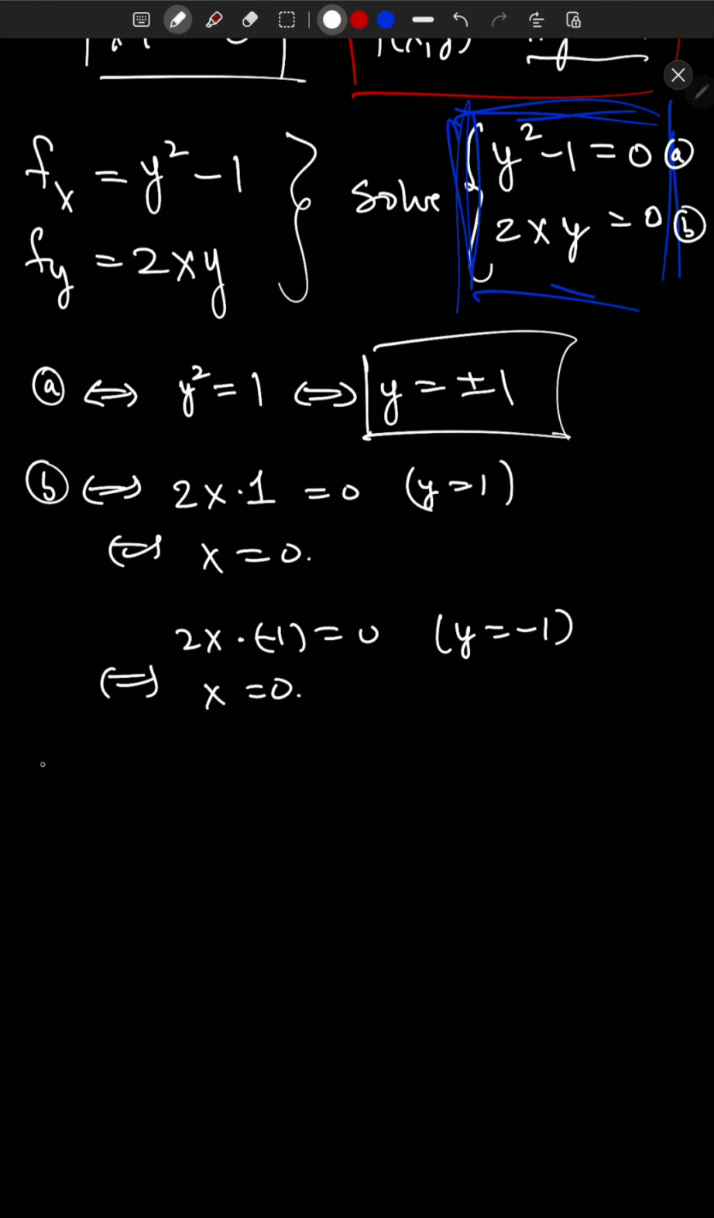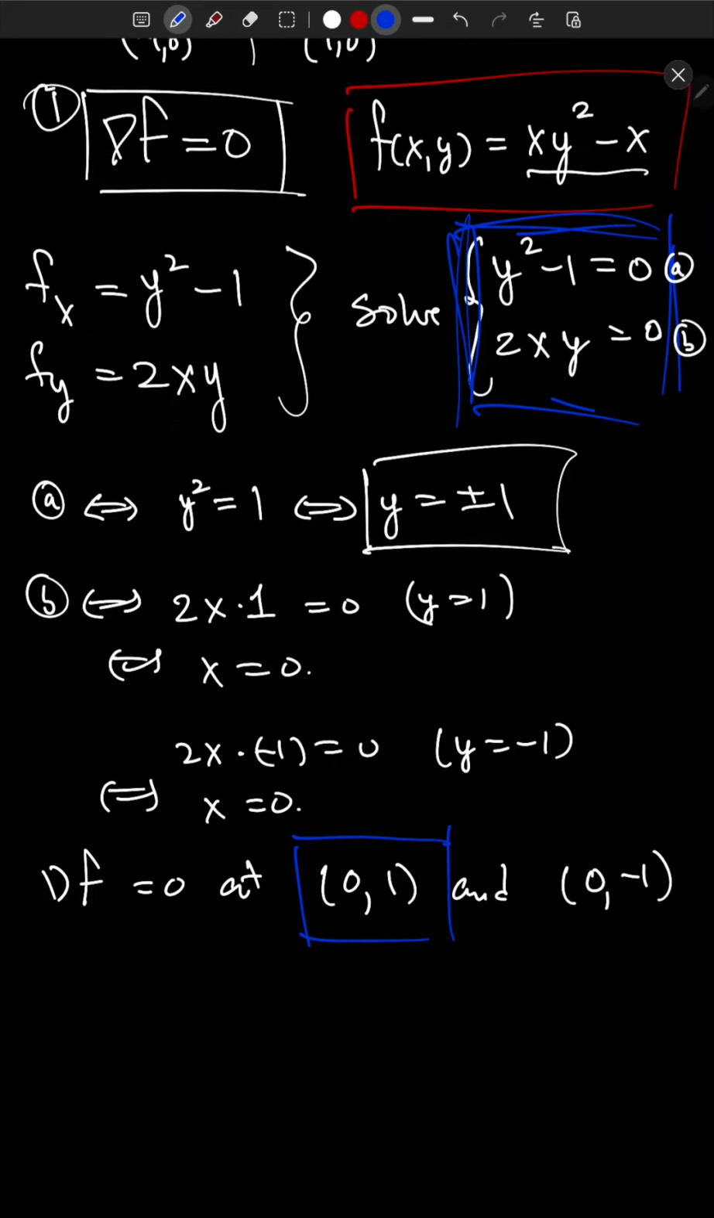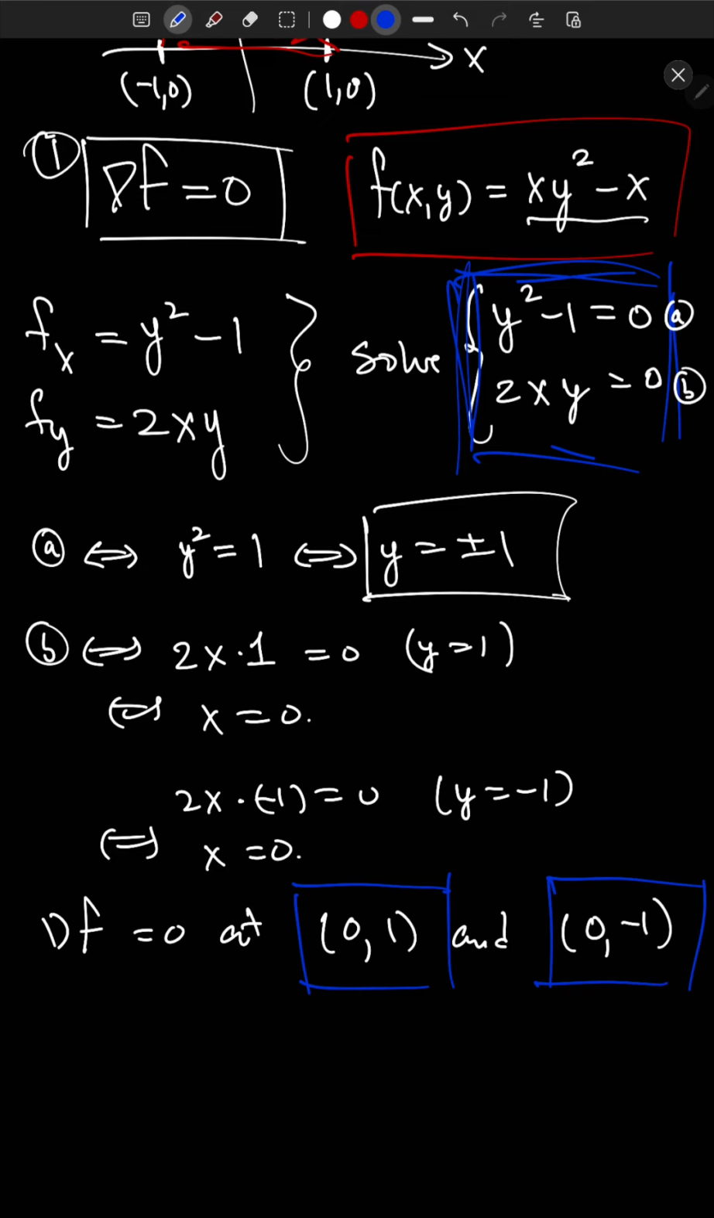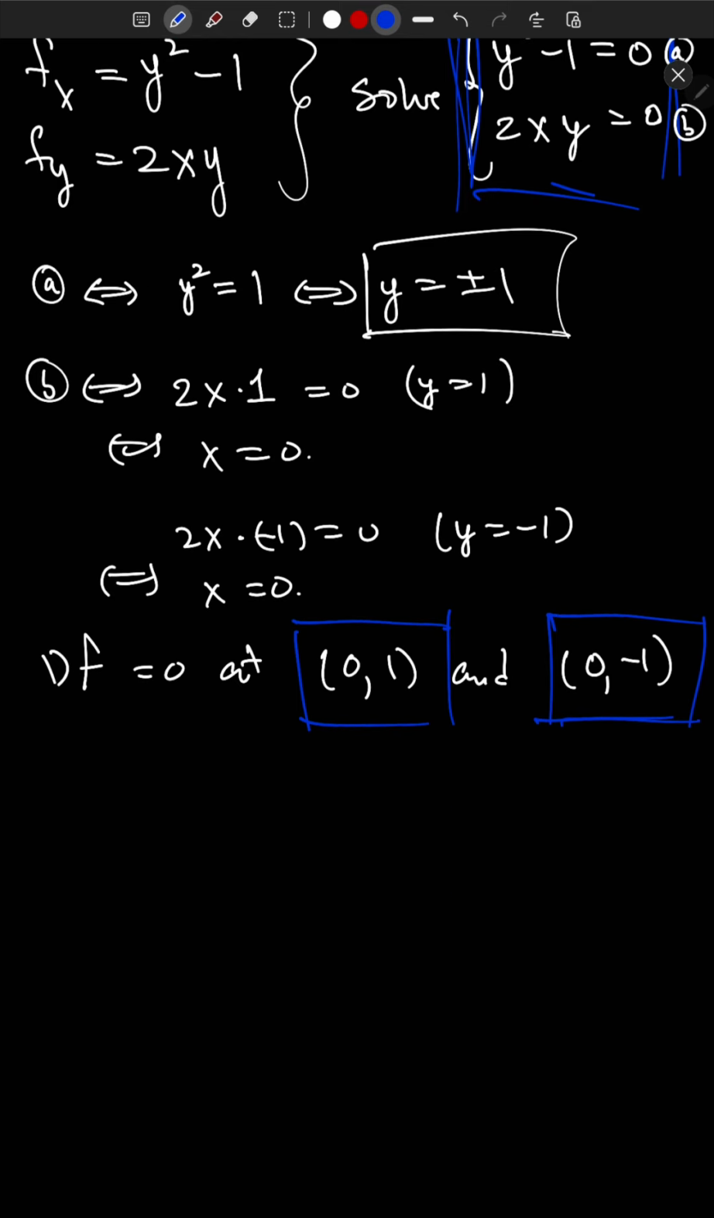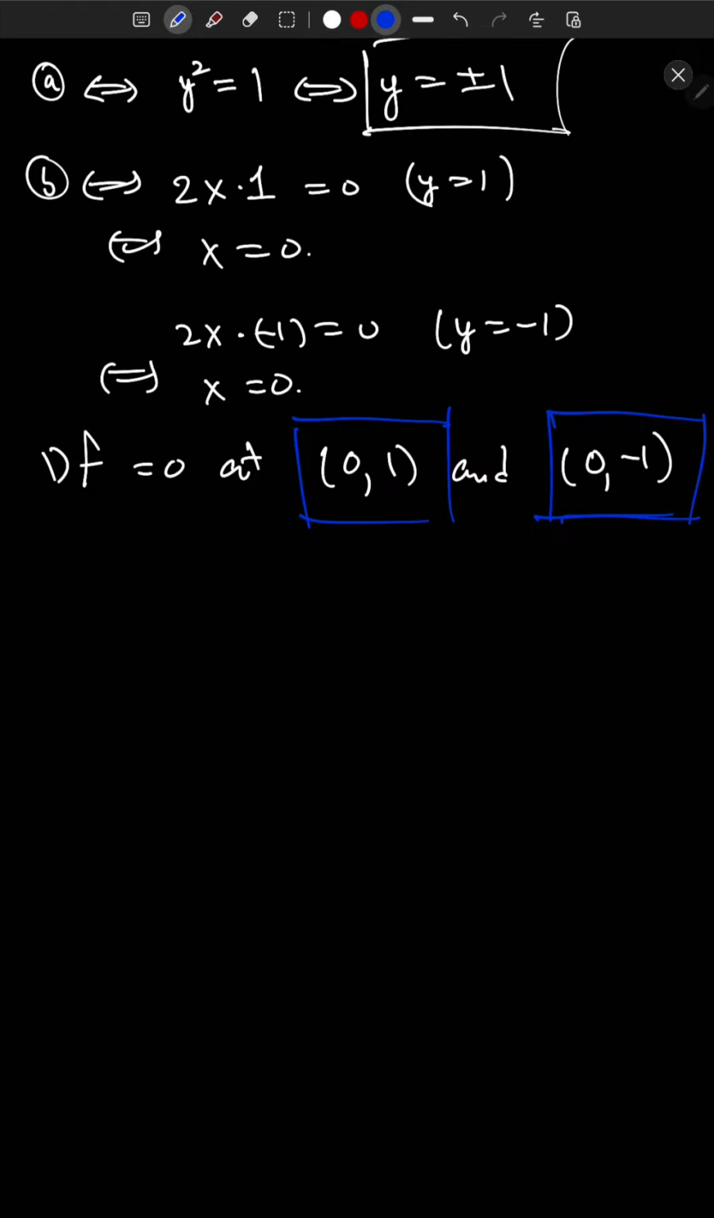And so what that means is gradient f equals 0 at (0, 1) and (0, -1). Okay, so those are our candidates for my maximum or minimum within my region, within the triangular region, in the interior of the region. And of course, in terms of the picture, these two points are where the tangent plane is horizontal.